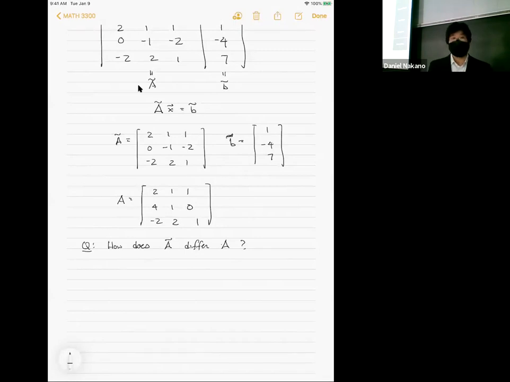Okay, so let's do some comparison. The first row of A is the same as A tilde. The third row of A is the same as A tilde. Right? So the second row is different. So can anyone think of how we get from A to A tilde by matrix multiplication?